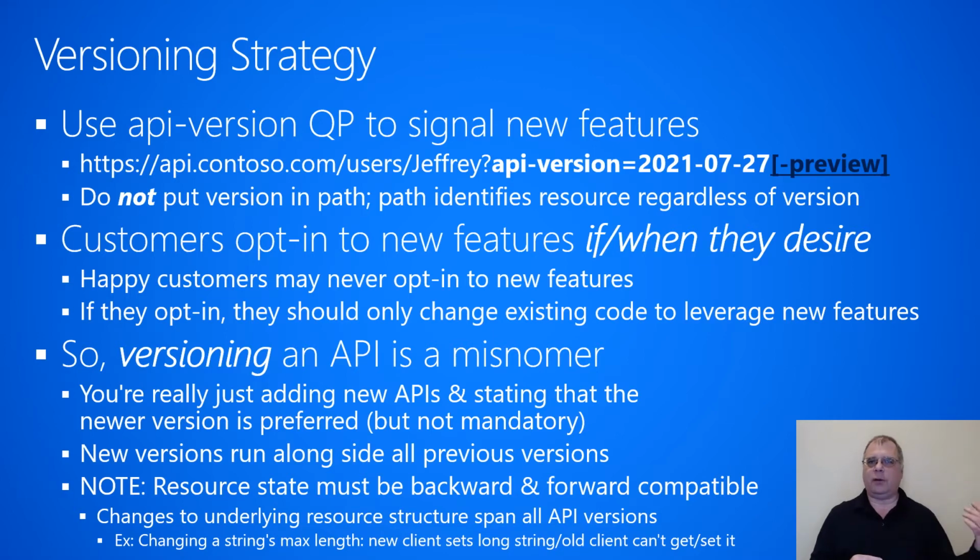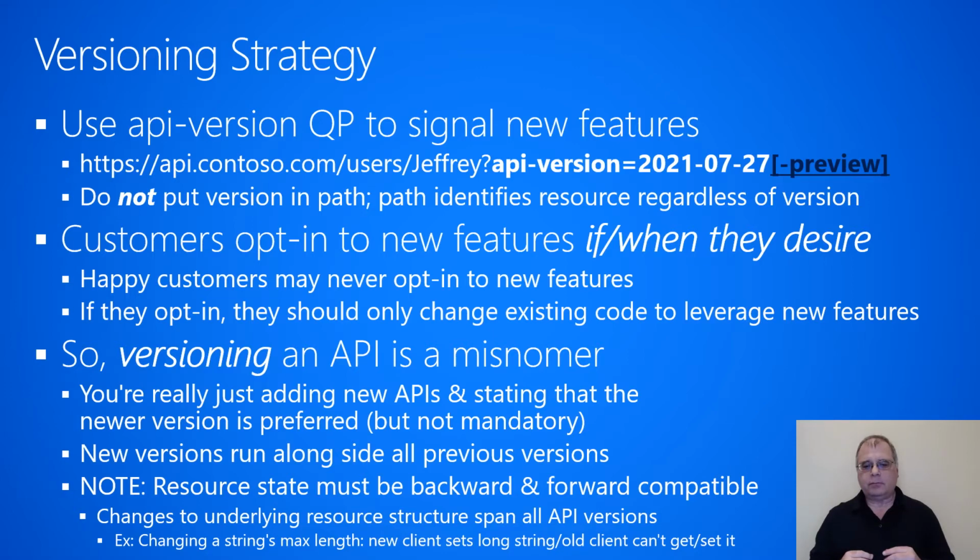I can go and put a resource there using a version 1 client. I can then go and get the resource out using a version 7 client and vice versa, right? That all should continue to work just fine. So what this really means is that changes to the underlying resource structure span all versions of the API, so the kind of changes that you make there, you have to be very thoughtful about.